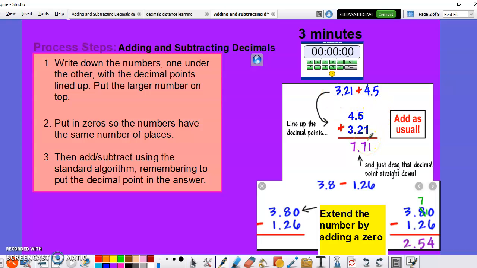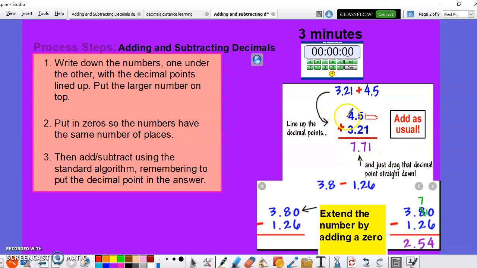Here we have 3 and 21/100ths plus 4 and 5/10ths. We want to put the numbers into the standard algorithm, but when we do that, we want to put the larger number on top. So between 3 and 21/100ths and 4 and 5/10ths, 4 and 5/10ths is larger. So when we put it into the standard algorithm, we want to also extend out the number just in case we need to have a number in each place value. So here in my hundredths place, there is no number, so I want to just put a 0 here to extend out that number. It's a funny looking 0, but it's okay.